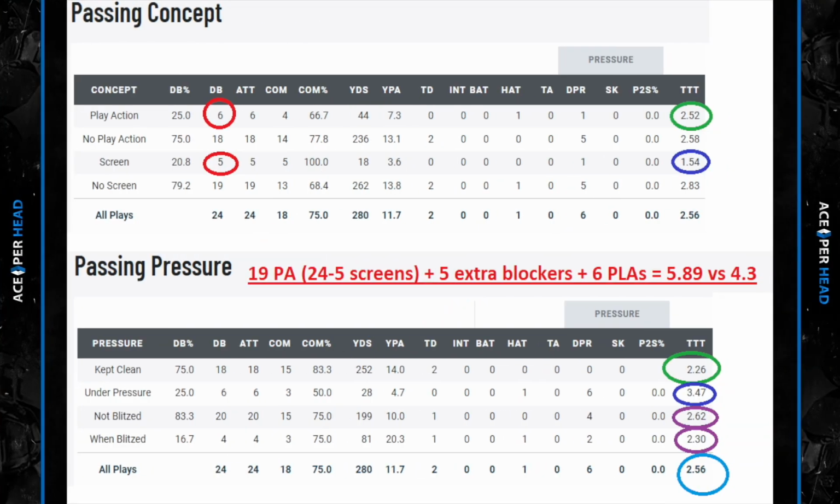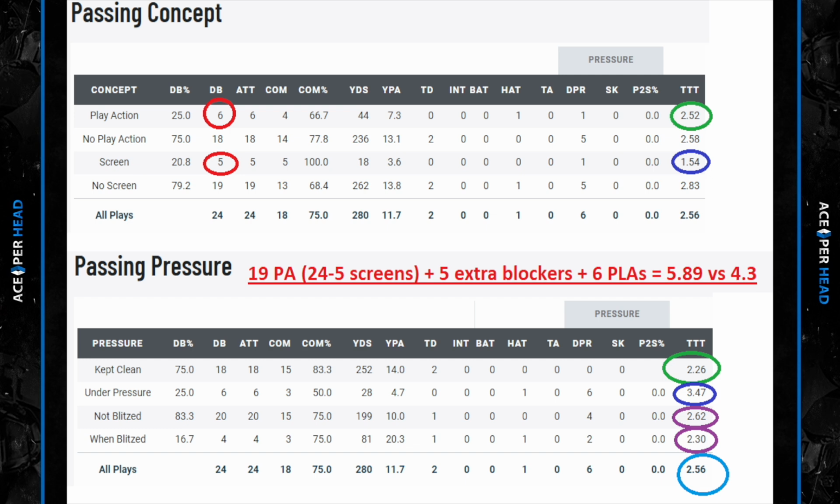I'm going to put this graphic up before I get into the Tua film. So let's take a look at this information here. So we had 24 passes. We ran 6 play actions and 5 screens. That's 11 off the 24, which leaves 13 actual pass plays that we had semi-normal protection, and it wasn't designed for trickery or extra protection.